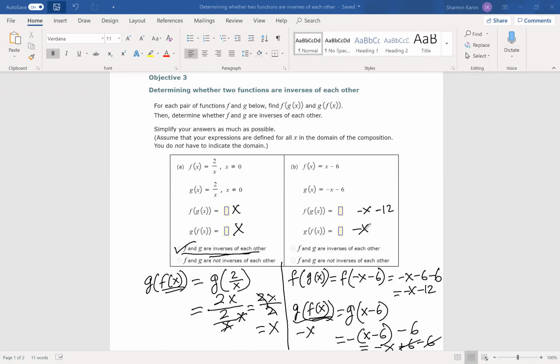So are they inverse functions? No, they are not inverse to each other. Let's look at another example.